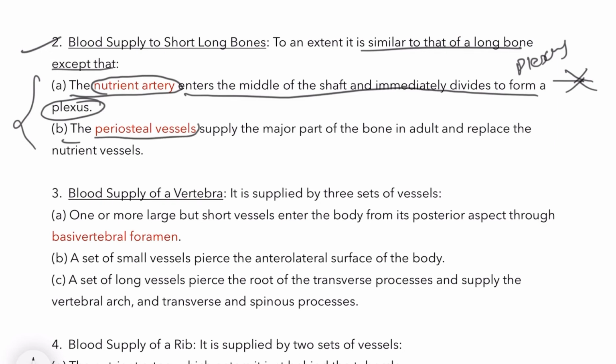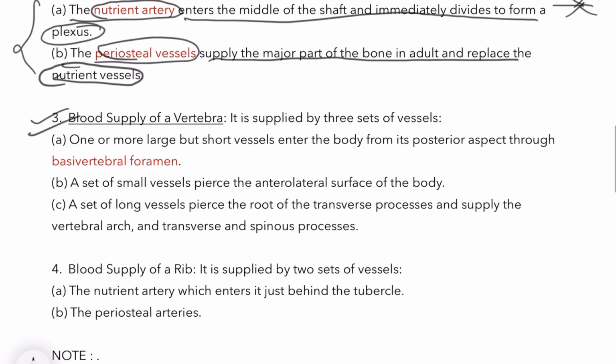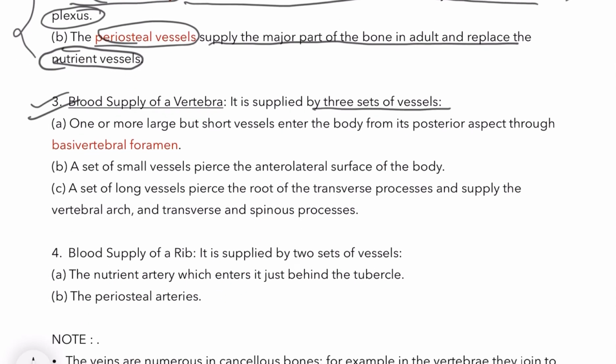The periosteal vessels supply the major part of bone in adults and replace the nutrient vessels. So periosteal vessels replace the nutrient vessels, these two. Now blood supply of a vertebra. It is divided into 3 sets of vessels.